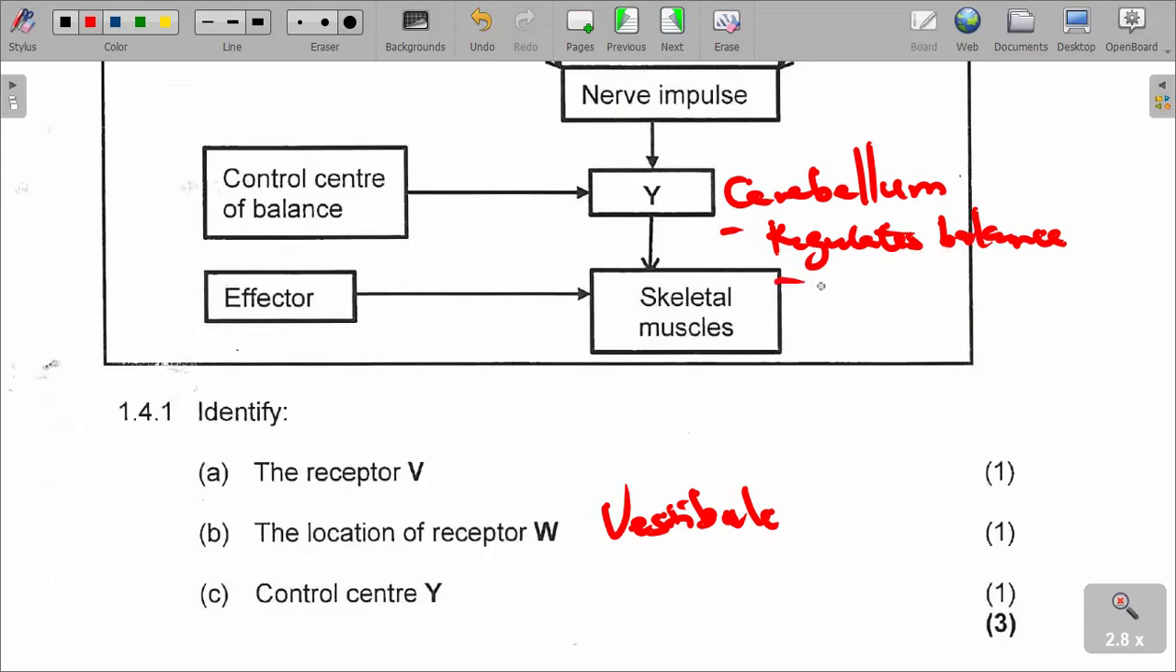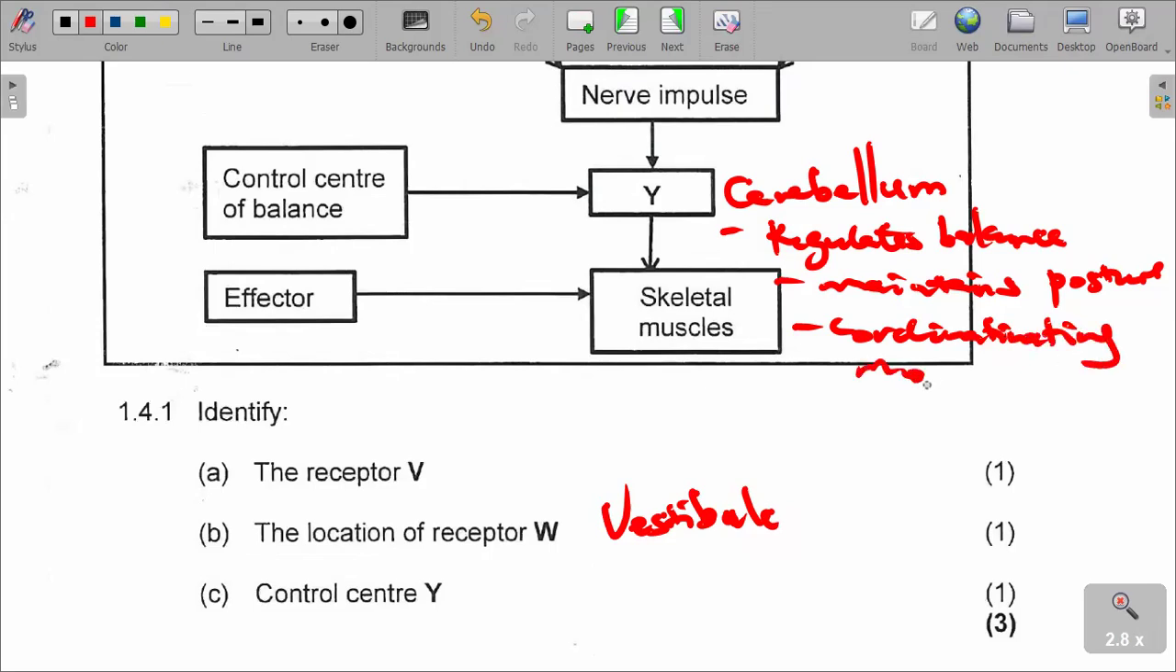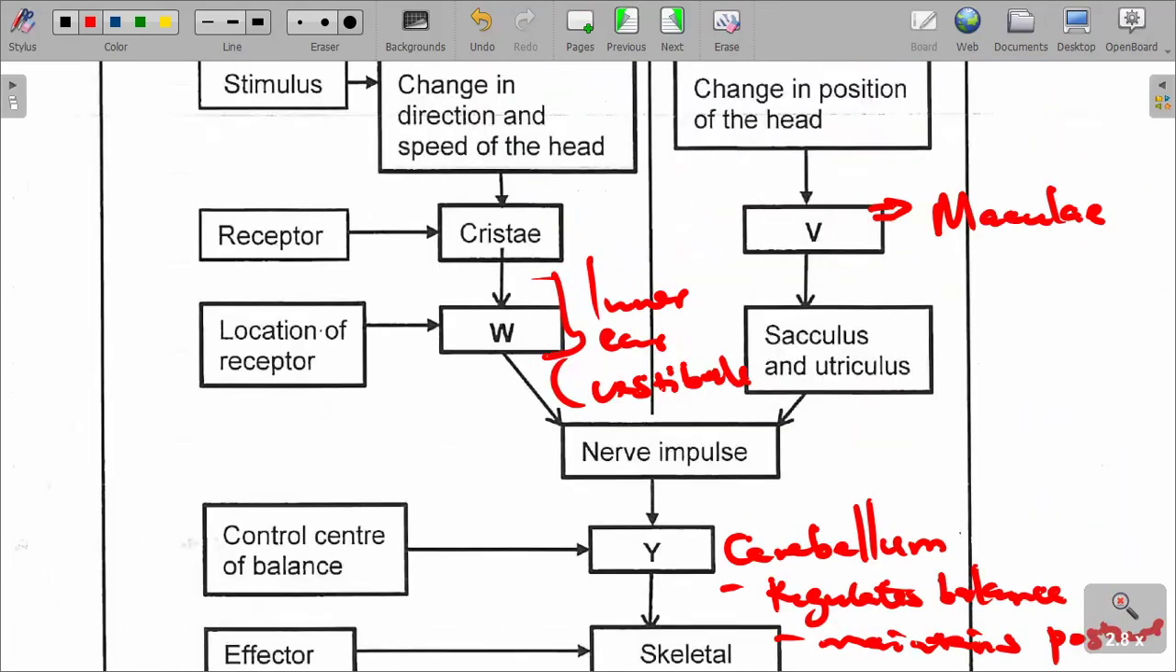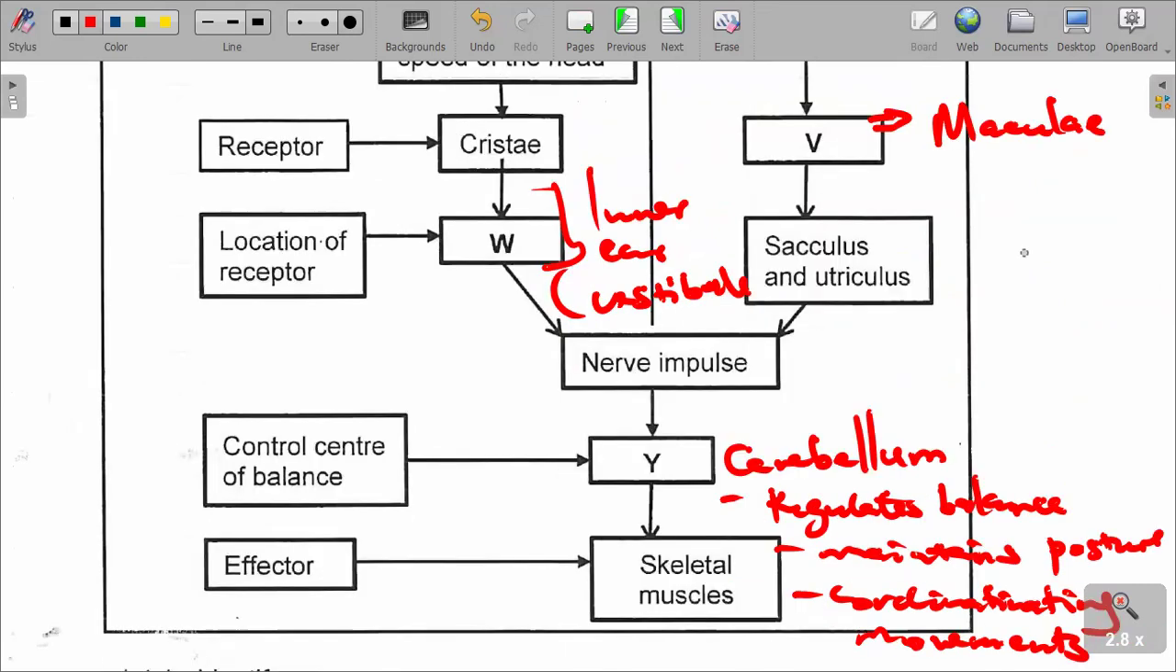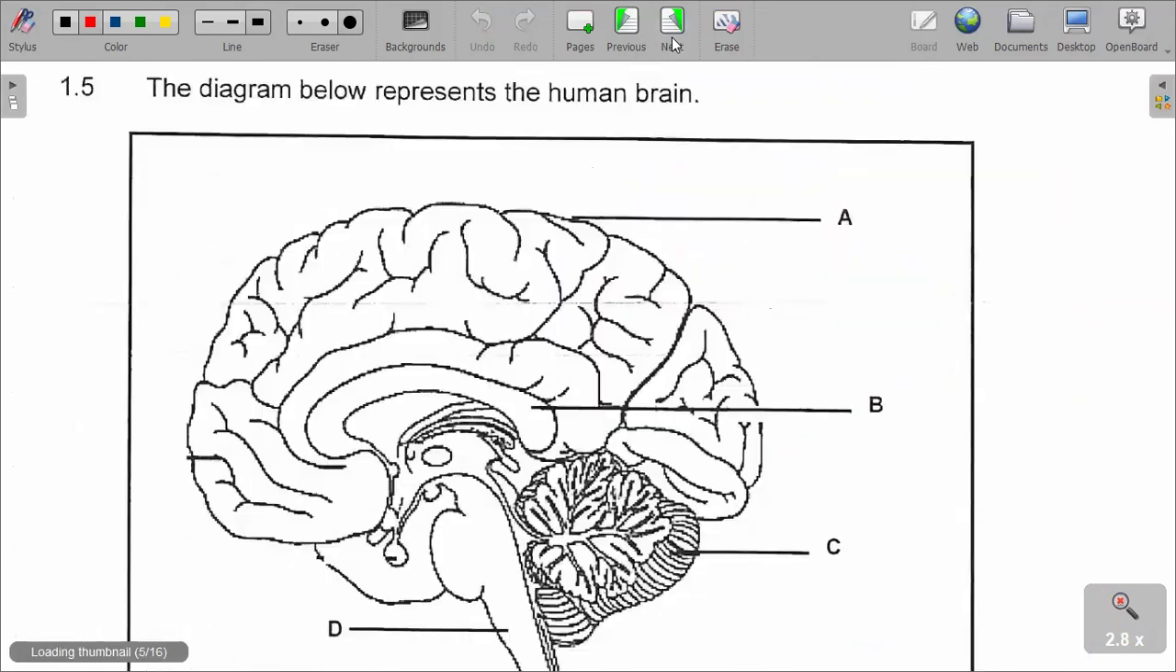It maintains posture. It is the cerebellum. It coordinates movements. So it is the cerebellum that is responsible for that, and then you can master it and get all your marks as it is always supposed to be.